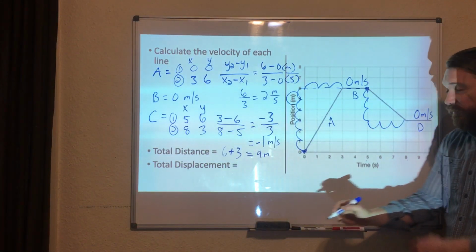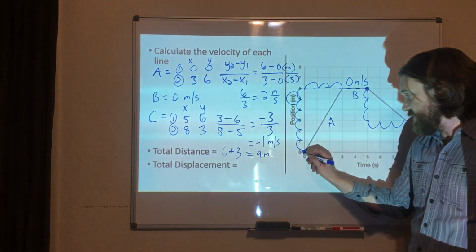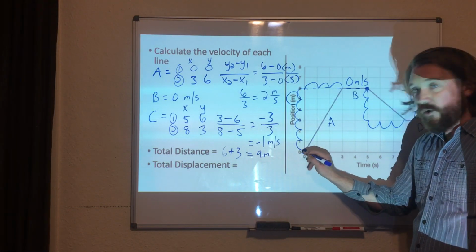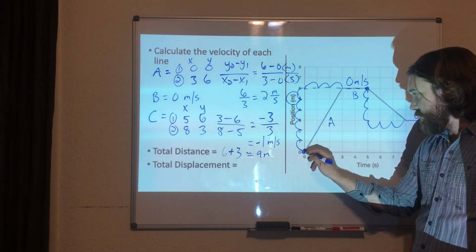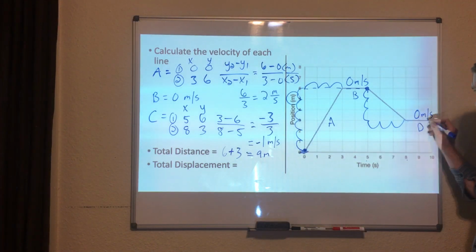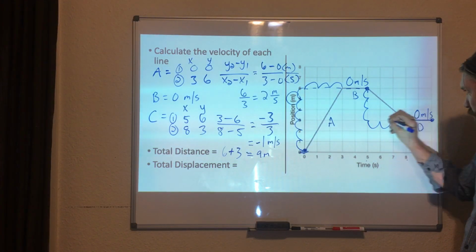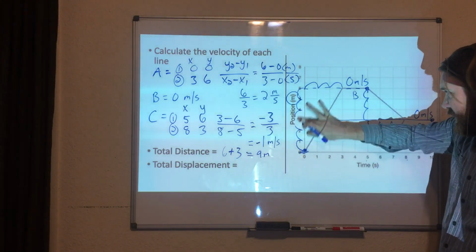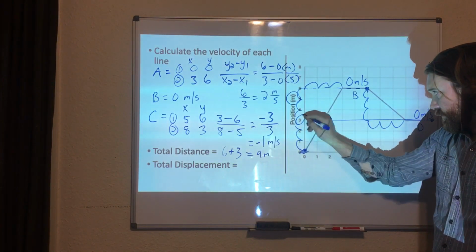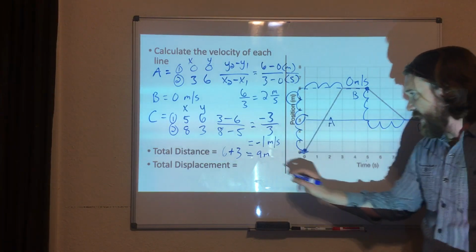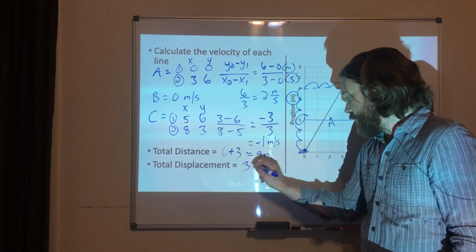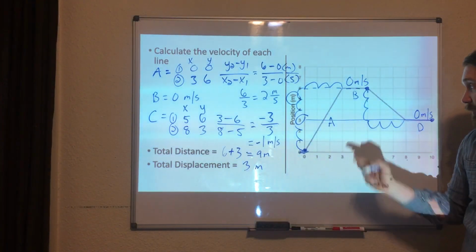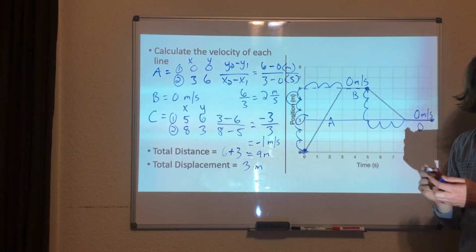My displacement's how far I am from where I started. Well, that's easy. Look at the y-axis. This is your position. I started at 0, and here I ended right here, which you can't see is 3. I started at 0, I ended at 3. I went up positive 3 meters from where I started.